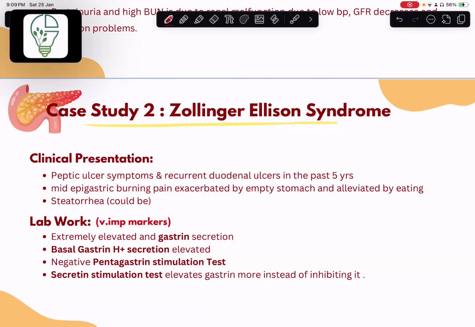Again, I'll not read the full case. You can read it on your own from the slides. I'll highlight only the main points.